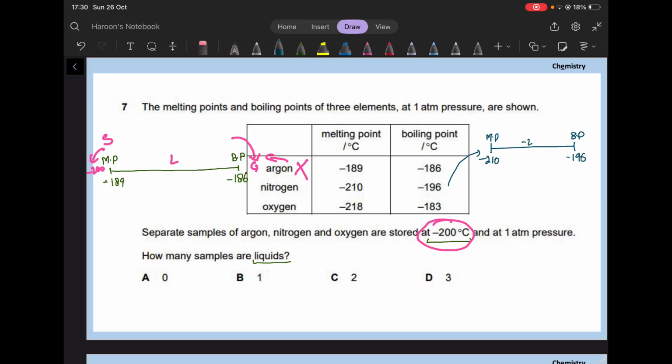So negative 200 is in between. So over here, this would be in a liquid state. As I already explained, in between is liquid; to the right side, it would be in a gaseous state; to the left side, if the temperature is below the melting point, it would be in a solid state. So this is in a liquid state. Lastly, oxygen: the melting point is negative 218 and negative 183 is our boiling point. You can see negative 200 is actually in between these two, so it would also be in a liquid state. So nitrogen and oxygen. The correct answer should be C.